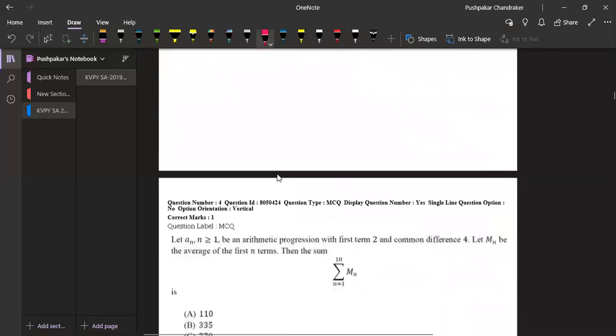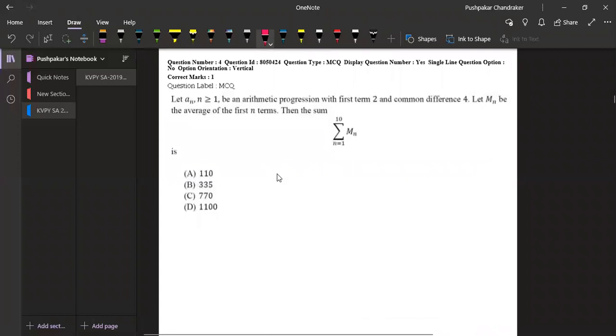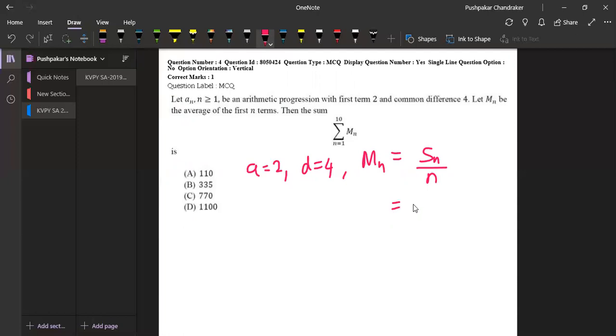Next, question number 4. This was the easiest question in this question paper, from arithmetic progression. Now, arithmetic progression with first term 2. So a is given as 2, common difference is 4, and Mn is the average. Mn is the average of n numbers. So Sn by n. You get n by 2 into 2 times 2 plus n minus 1 into 4. Apply the formula for the sum of n terms divided by n, and the n gets cancelled.